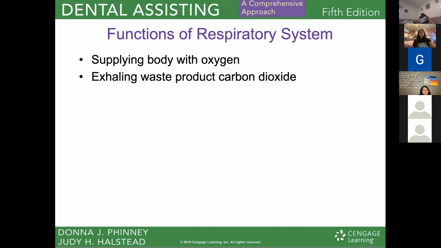The function of the respiratory system is to supply the body with oxygen through inhalation and eliminate carbon dioxide through exhalation. Air is inhaled through the nose and the mouth and brought into the lungs, where it is absorbed into the bloodstream and carried to all the body parts.